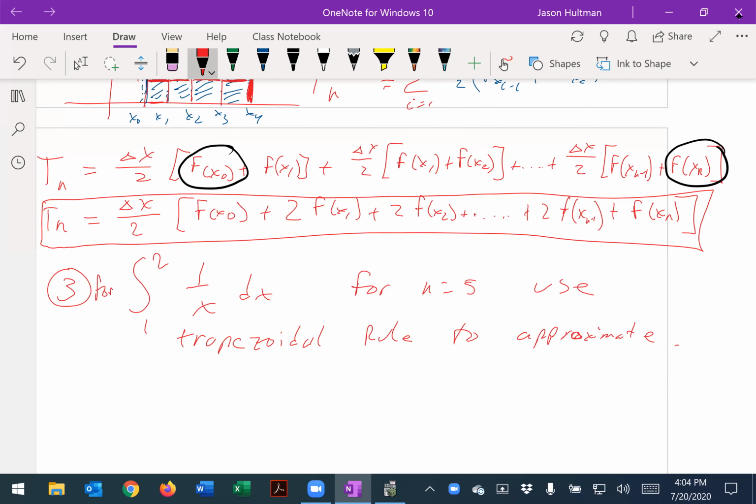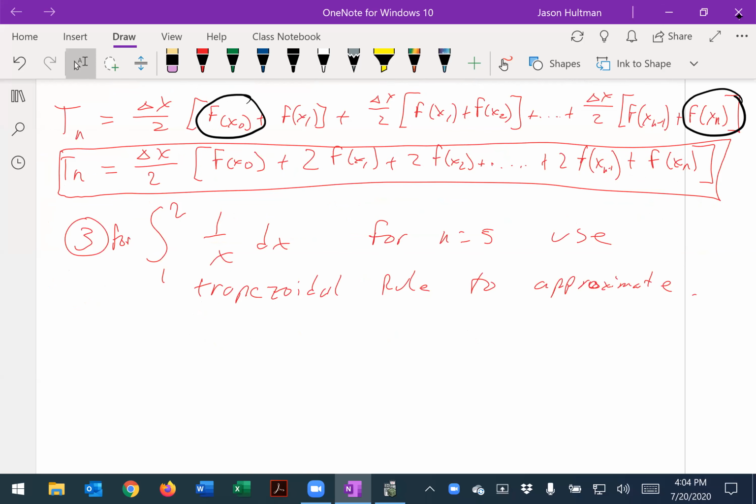Let's draw a picture real quick. We've got our 1 over x going like this. Our 1, 1 is right here. Where's our 2, 1/2? Our 2, 1/2 is about here. I'm going to zoom in on this.